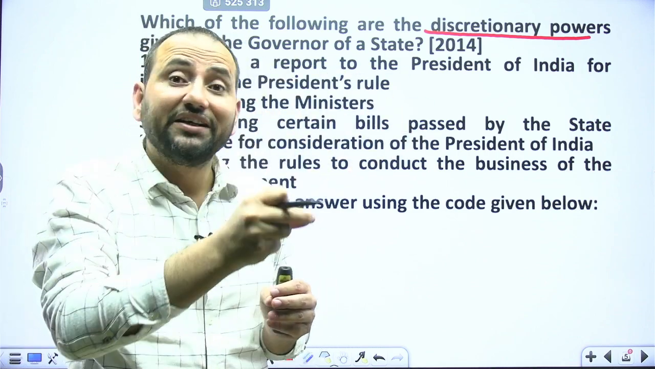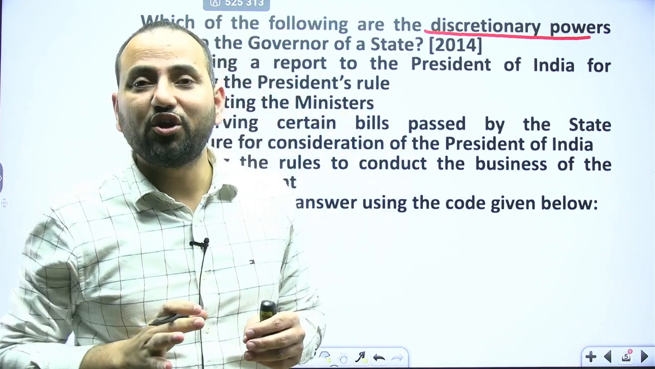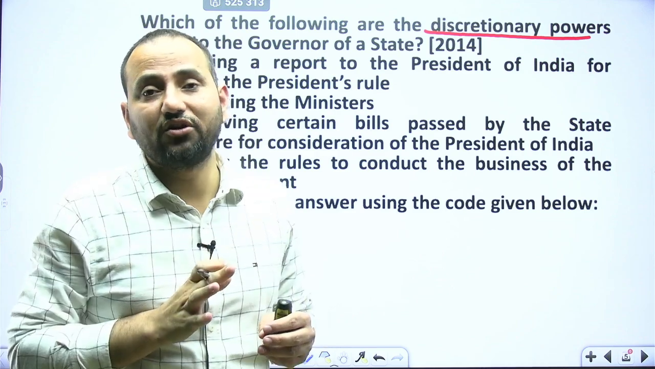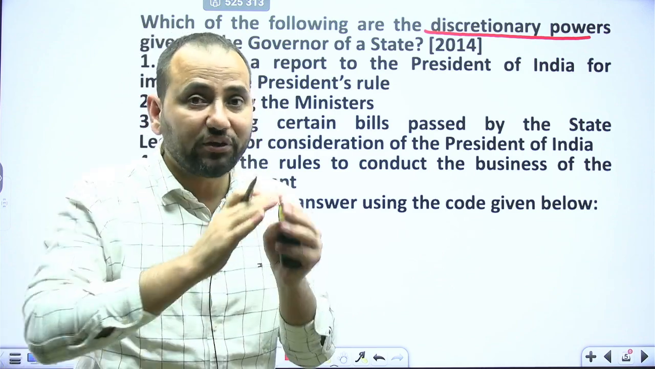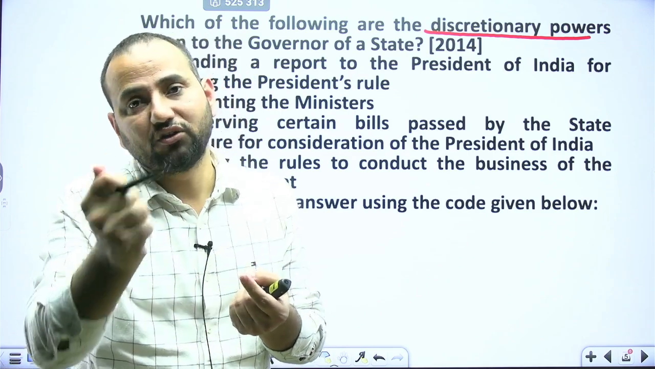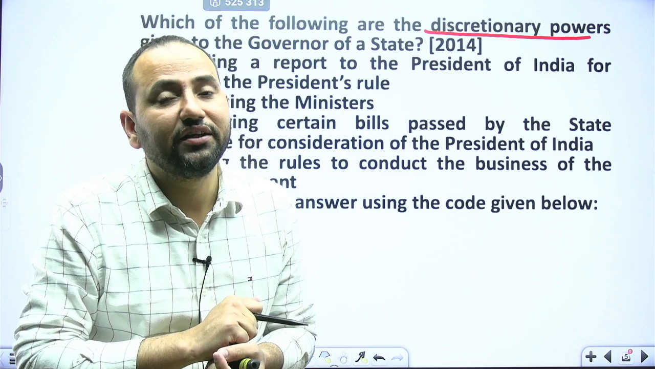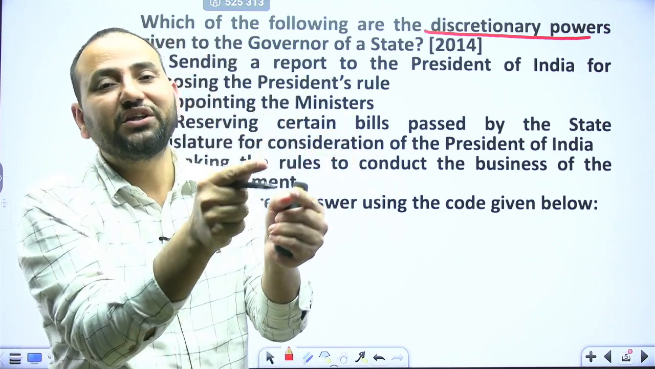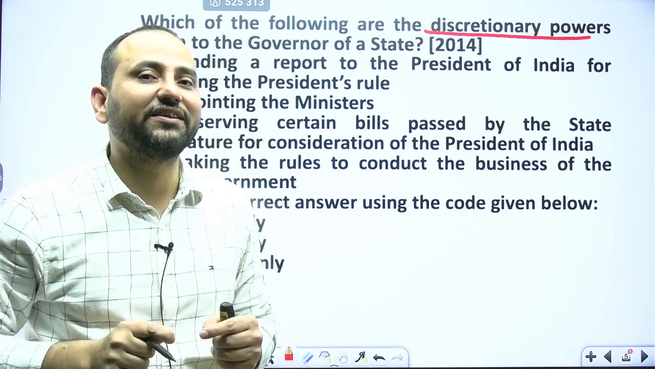Either it be the draft Article 143 of the Indian Constitution or the original Constitution, Article 163 of the Indian Constitution, in both, that is in the draft, Article 143, as well as in the Constitution under Article 163, you will see the term discretionary. And you have to understand its relationship with reference to the Government of India Act 1935 also.